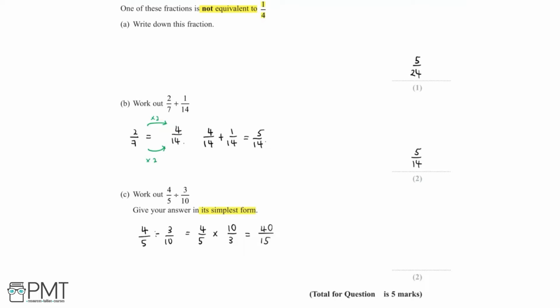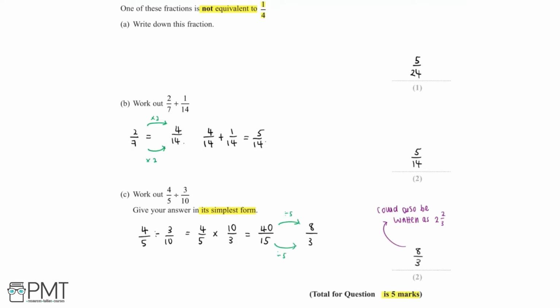And so we can divide both the numerator and the denominator by 5. 40 divided by 5 is equal to 8, and 15 divided by 5 is equal to 3. And so in its simplest form, 4 over 5 divided by 3 over 10 is equal to 8 over 3. This value of 8 over 3 could also be written as the mixed number 2 and 2/3. Since both answers are equivalent, either one would still be correct.